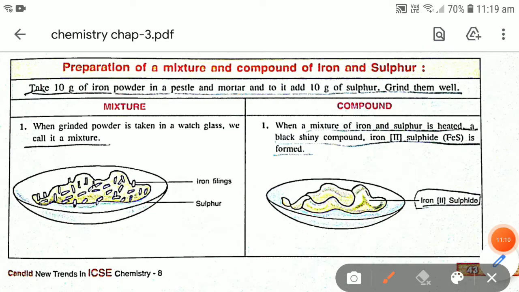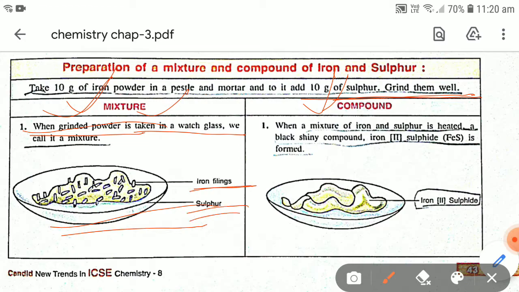So, see, preparation of a mixture and compound of iron and sulfur. Take 10 grams of iron powder in a pestle and mortar, and add 10 grams of sulfur to it. Grind them well. So this is the difference between a mixture and a compound. First let us see the mixture. When the ground powder is taken into a watch glass we call it a mixture. See, the iron filings and the sulfur are separated, they are not mixed.